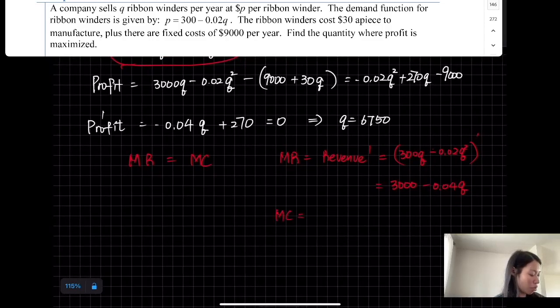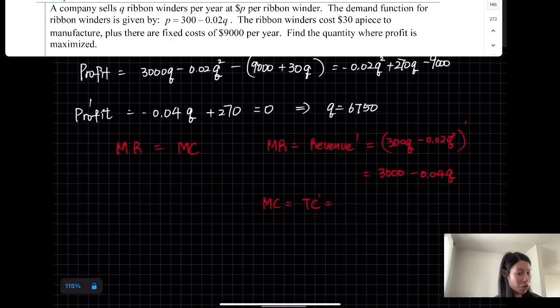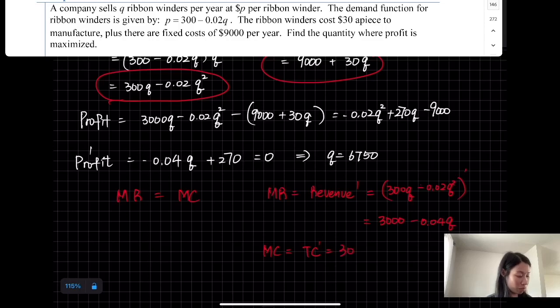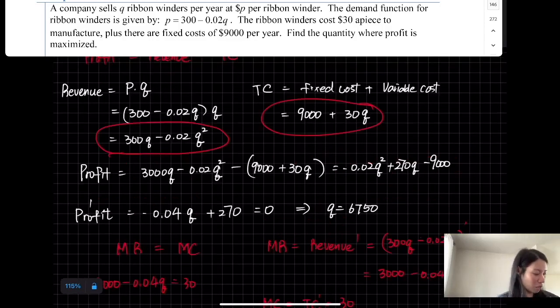And now we still need our marginal cost. Marginal cost is equal to the first derivative of total cost. Earlier, our total cost is 9,000 plus 13 Q, so the first derivative of total cost is equal to 13. If you set these two equal, which is 3,000 minus 0.4 Q equals 13, you will end up with the same result. Oh, sorry, I wrote this wrong. This should be 300, not 3,000.